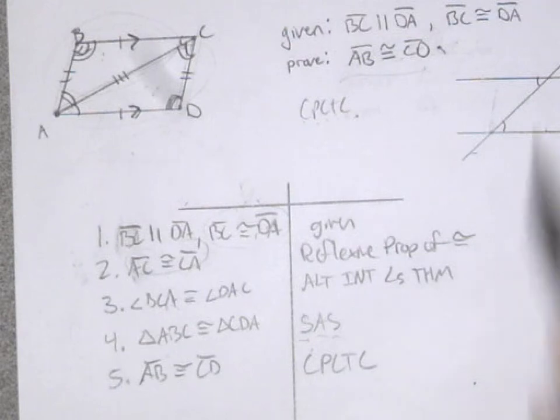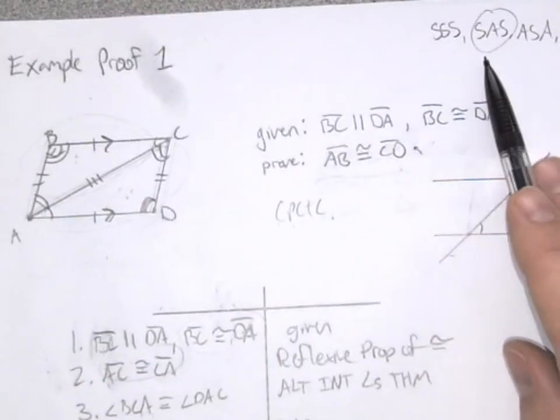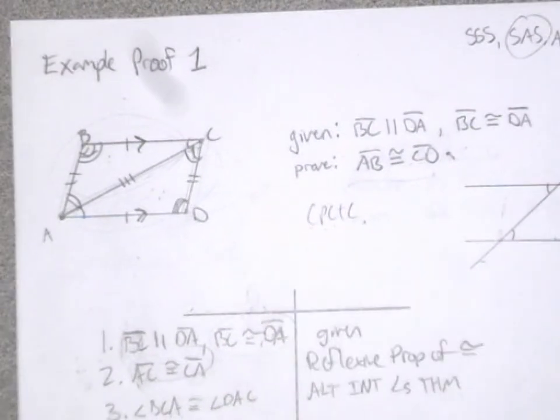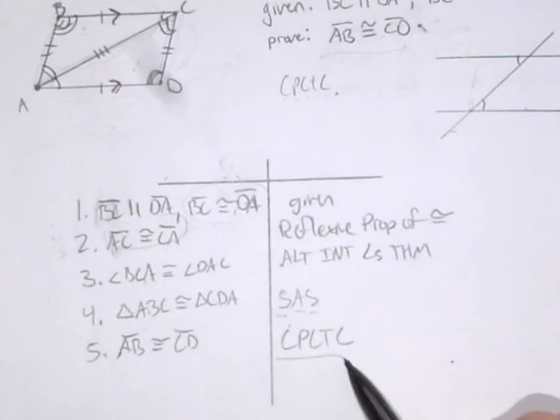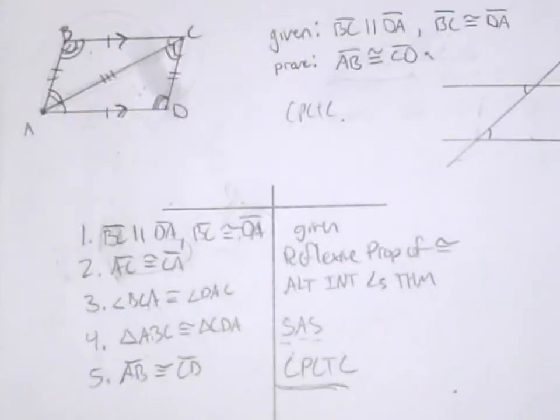So I start with the minimum amount of information, SAS, right? Got a side, an angle, and a side. Therefore, the triangles are congruent. Therefore, I get everything else along for the ride as well. Okay, so that is one way that you're going to use CPCTC.